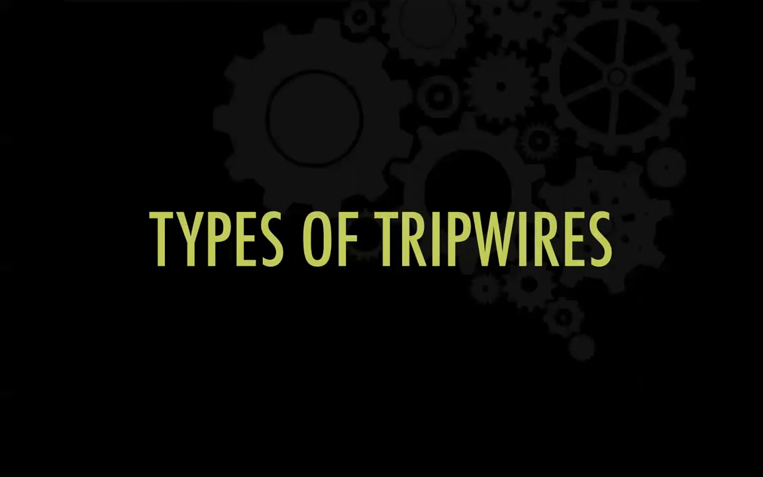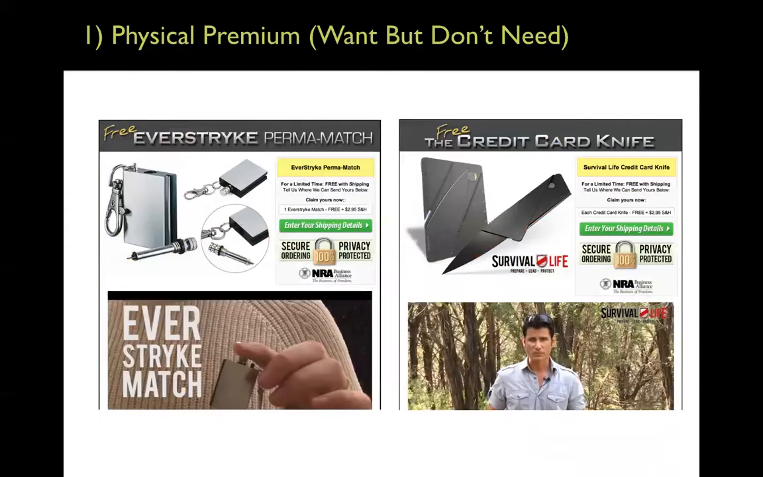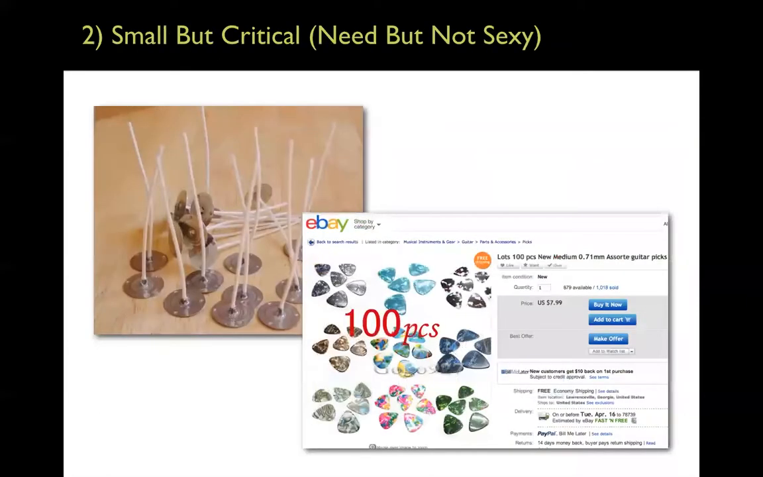So let's talk about a couple of types of tripwires. A premium, a physical premium. You want it, but you don't need it, right? The perma match, it always strikes. The free credit card knife, these are all from Survival Guide. Small but critical. Need, but it's not like a sexy sell here. You know, they're guitar picks. Obviously, you're going to play your guitar. You need that. You can't burn a candle without a wick, right? But they're small but critical.